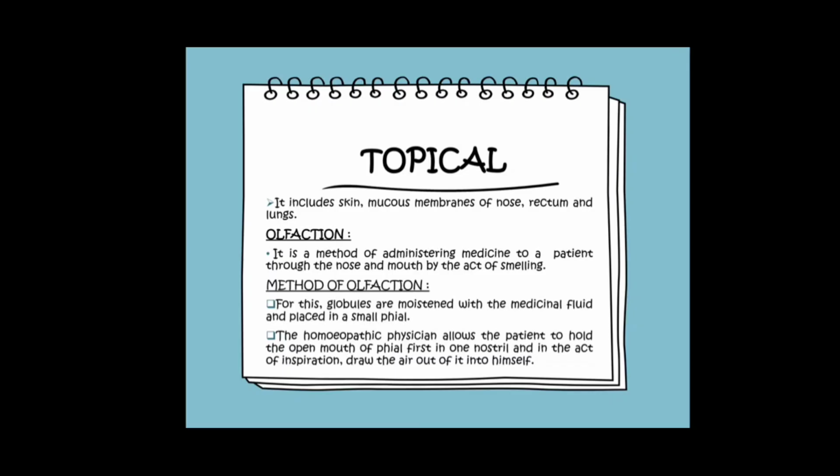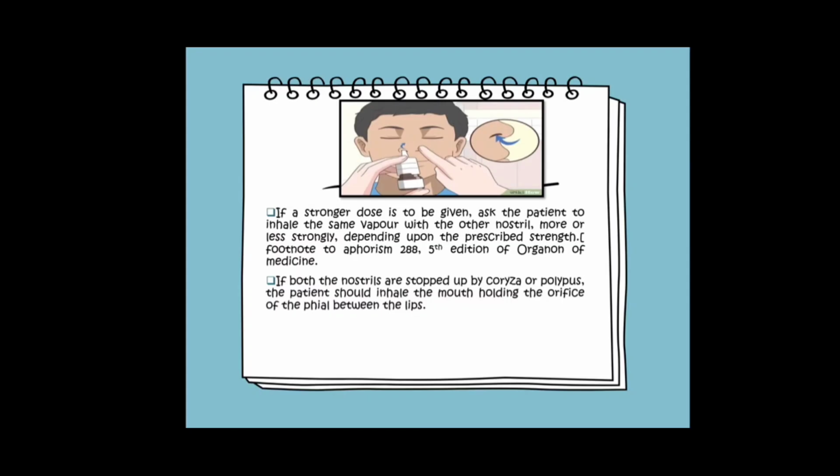Method of olfaction. For this, globules are moistened with the medicinal fluid and placed in a small phial. The homeopathic physician allows the patient to hold the open mouth of the phial first in one nostril and in the act of inspiration draw the air out of it into himself. If a stronger dose is to be given, ask the patient to inhale the same vapor with the other nostril, more or less strongly depending upon the prescribed strength, which is mentioned in the footnote to aphorism 288, 5th edition of the Organon of Medicine. If both the nostrils are stopped by coryza or polypus, the patient should inhale through the mouth, holding the orifice of the phial between the lips.